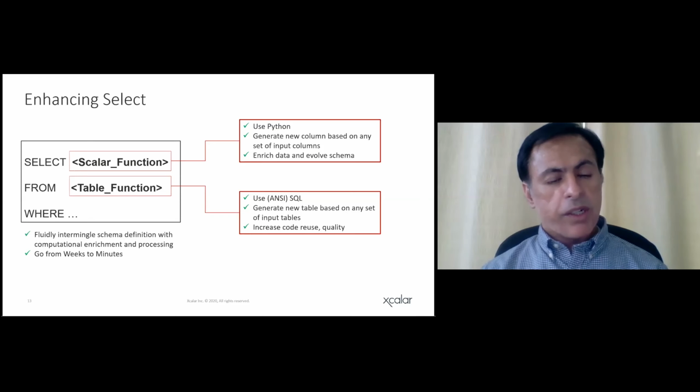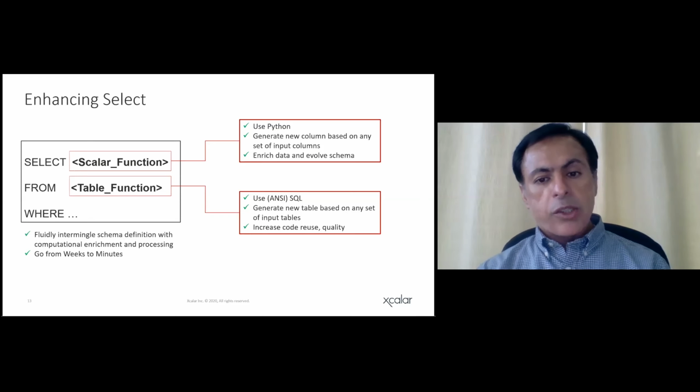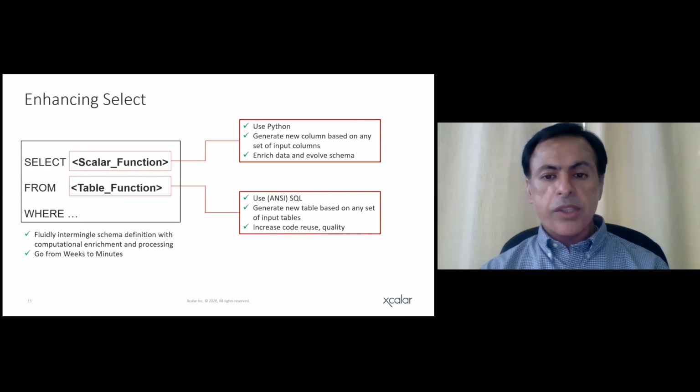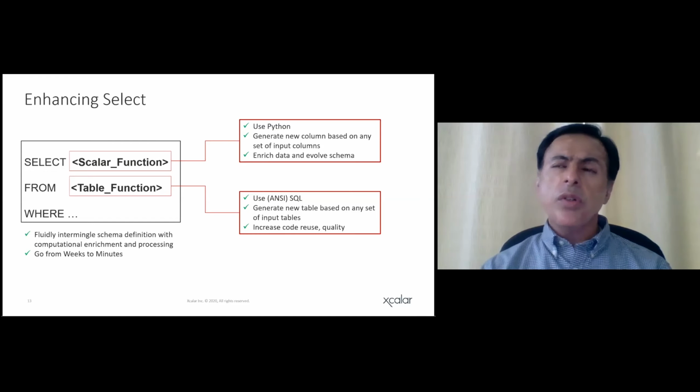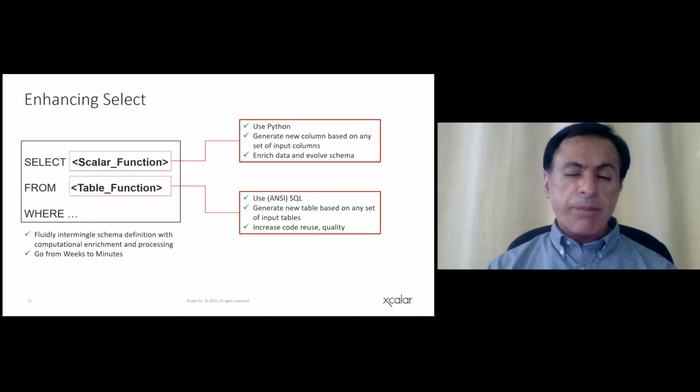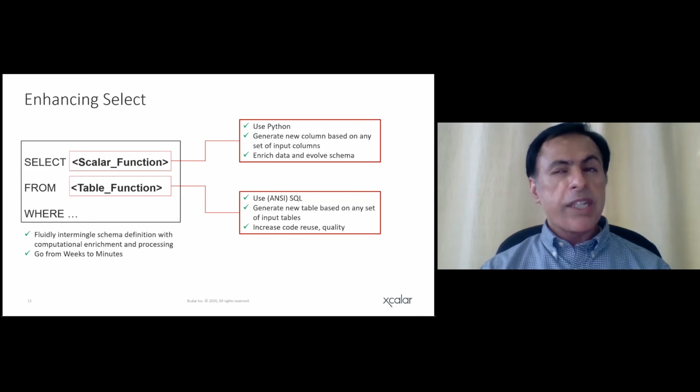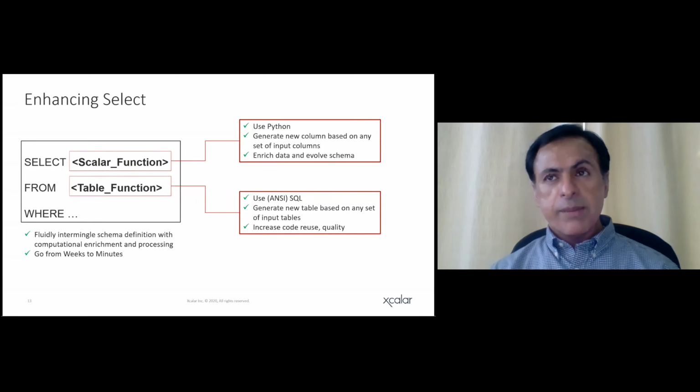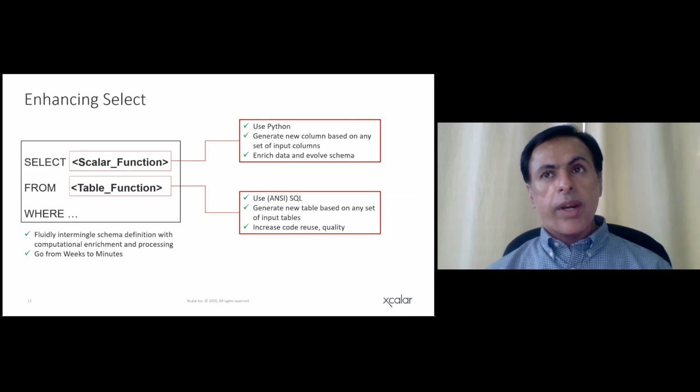On the other hand, you've got the table function, which is built using SQL. As you're probably familiar, you can parameterize the table function, where you can specify the table as a parameter, and you can generate a new table based on any set of input tables. This is useful for encapsulation and code reuse, but also for increasing quality, because you can build portions of your logic, portions of your pipeline, and test them independently, and then reuse them in different flows and be guaranteed that it's been tested and is easily reusable and parameterizable. And this is how you go from building data marts and data warehouses in weeks to months to minutes.